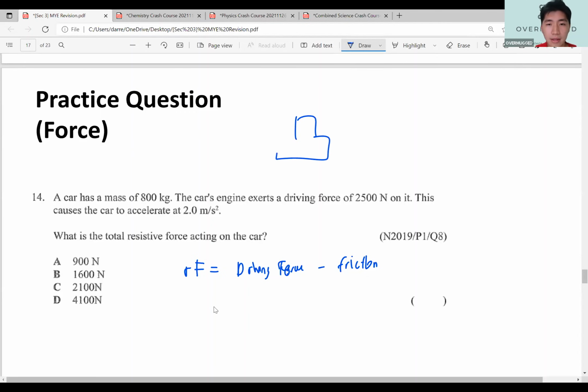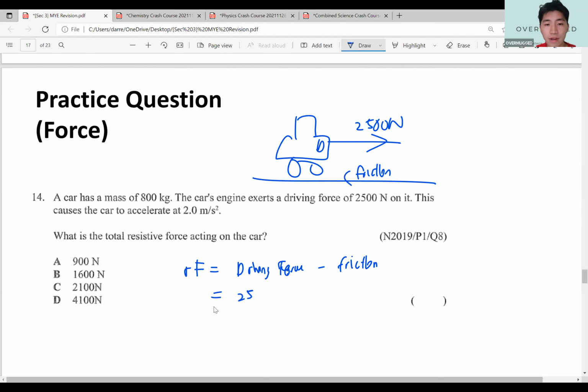So this is a car. The car engine is generating a driving force of 2,500 Newton. But the car will also be experiencing friction with the floor. So your resultant force here is 2,500 Newton minus friction.